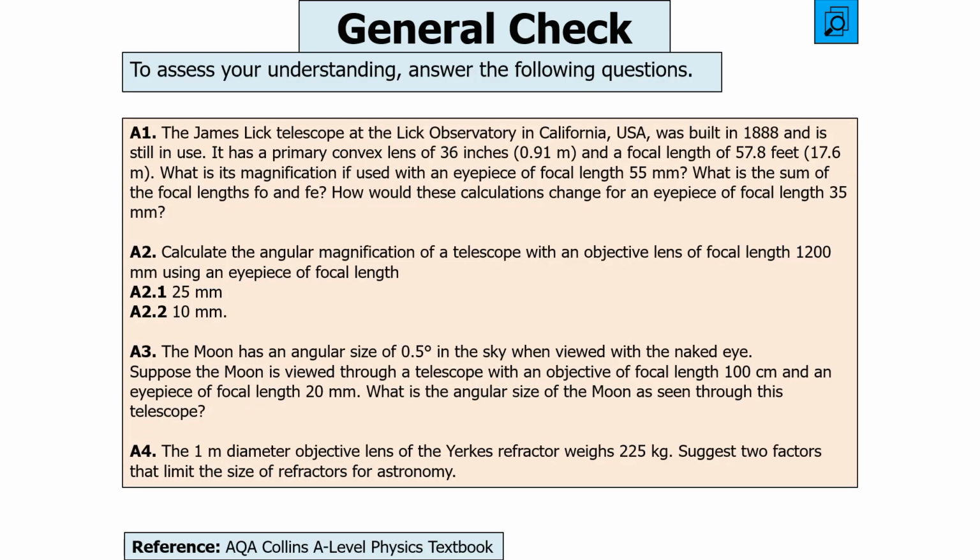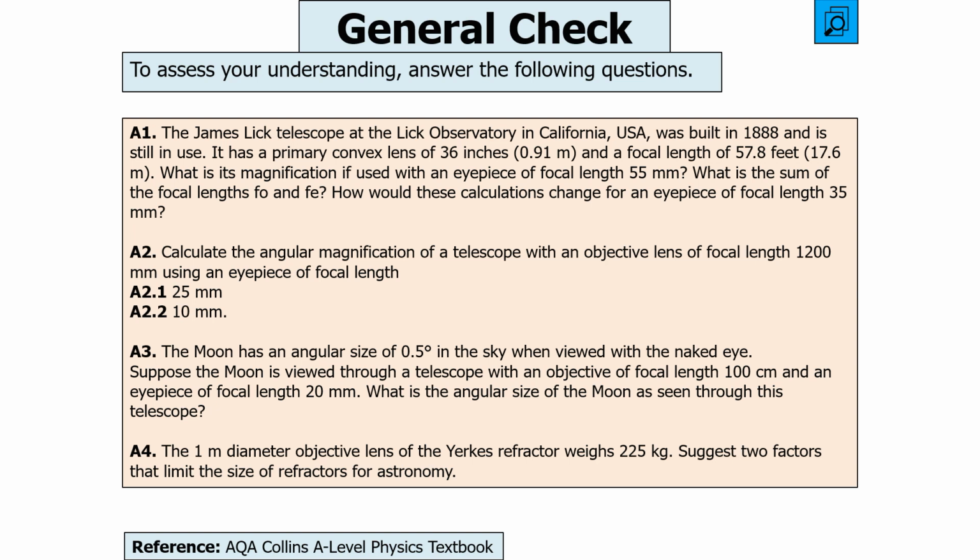The next question says the James Lick telescope at the Lick Observatory in California, USA was built in 1888 and is still in use. It has a primary convex lens of 36 inches and a focal length of 57.8 feet. What is its magnification if used with the eyepiece of focal length 55 millimeters? What is the sum of the focal lengths fo and fe, and how would you calculate the change for an eyepiece of focal length 35 millimeters?